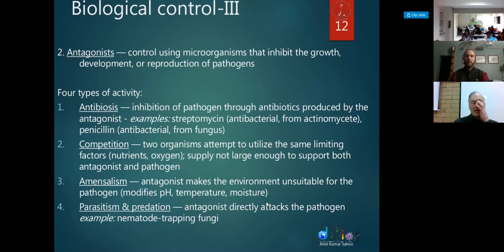And these are some of the things that also happen when you use compost tea and spray that on your plants. There are a wide variety of organisms in the compost tea, and some of those will be antagonistic to the disease-causing organisms. And that's one of the ways that compost tea helps protect your plants.